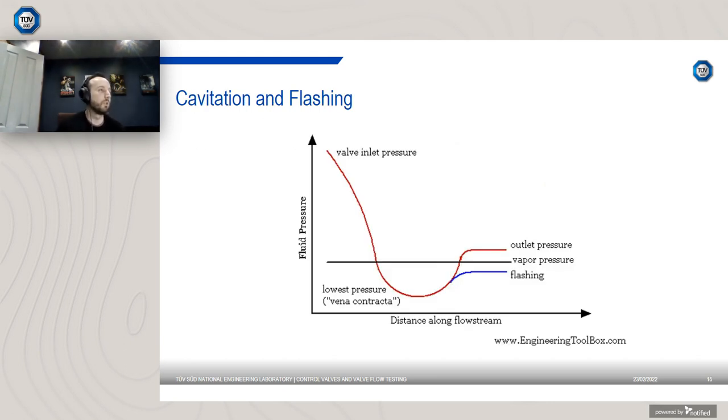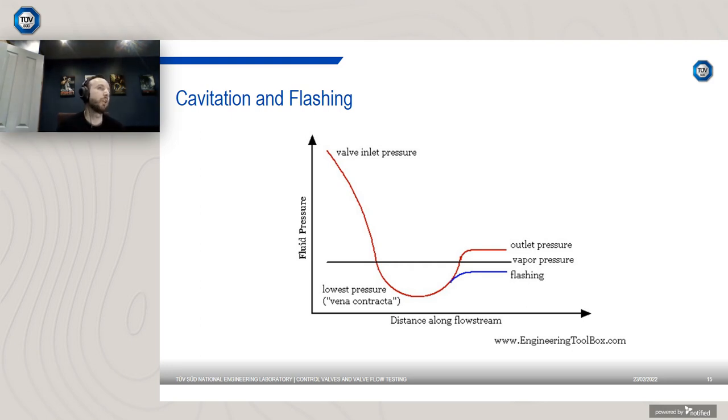That leads us on to cavitation and flashing. Cavitation is a flow phenomenon where you're flowing through the valve. The valve has an inlet pressure. As it flows through, the valve restricts the flow and the pressure starts to drop. It eventually reaches a point in the valve known as the vena contracta. This is the point of lowest pressure or maximum restriction within the valve. Once it passes that point and starts to exit the valve, the pressure will then recover, and you get this overall pressure drop across the valve.